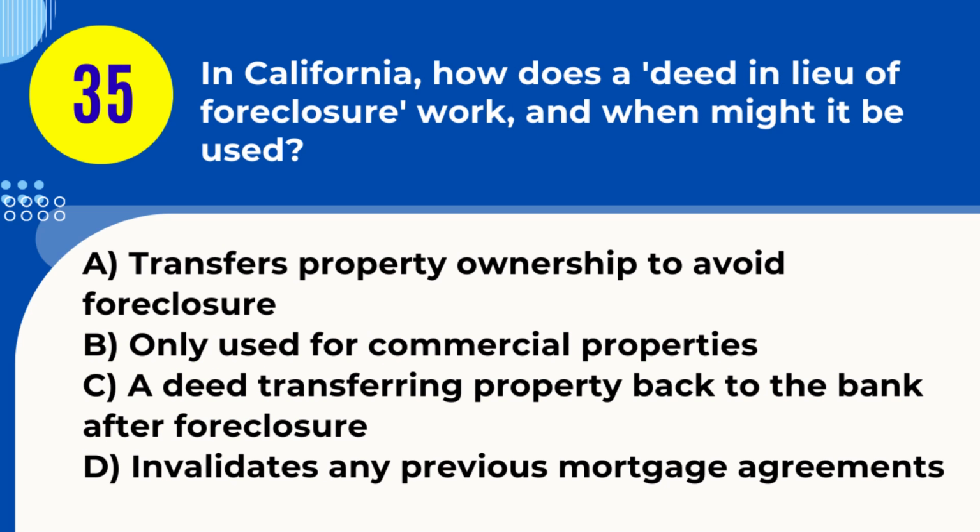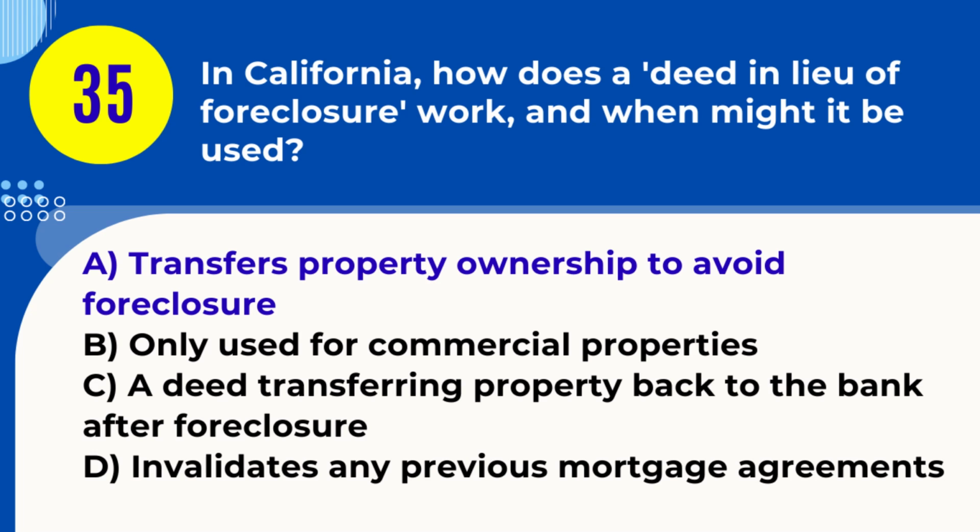Question 35. In California, how does a deed in lieu of foreclosure work, and when might it be used? A. Transfers property ownership to avoid foreclosure. B. Only used for commercial properties. C. A deed transferring property back to the bank after foreclosure. D. Invalidates any previous mortgage agreements.